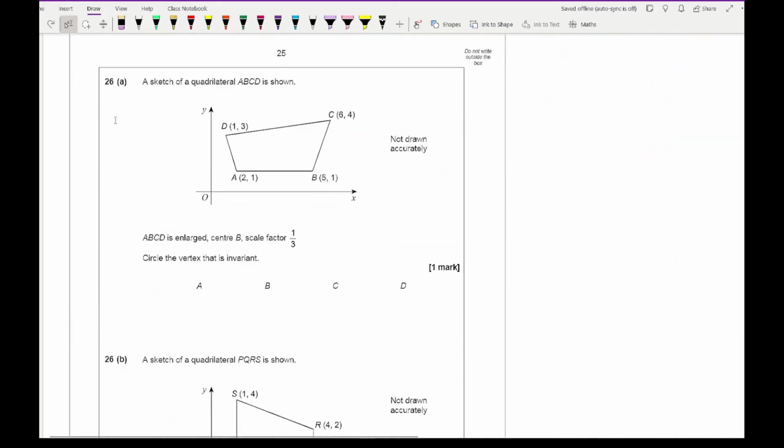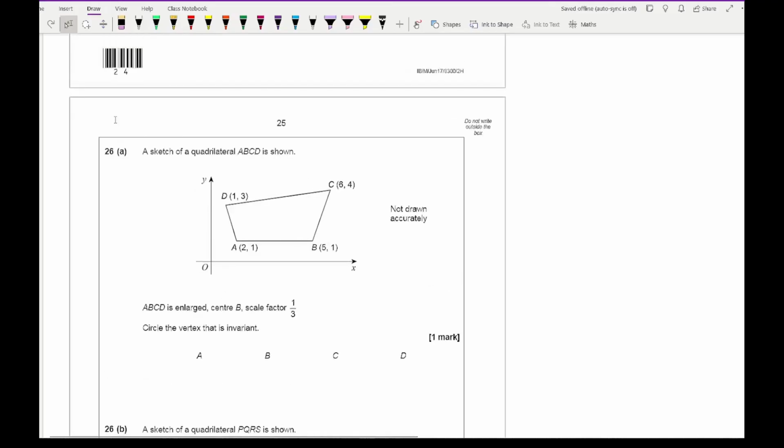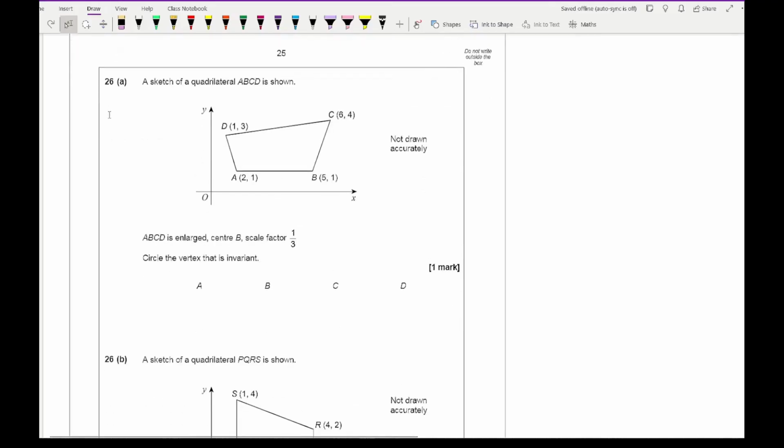Then moving on to question 26a, it says a sketch of a quadrilateral ABCD is shown and ABC is enlarged by scale factor of a third. Circle the vertex that is invariant. Invariant means that it does not move. So if the centre is at B, which one is not going to move? Clearly it's going to be B, because that is going to stay the same.